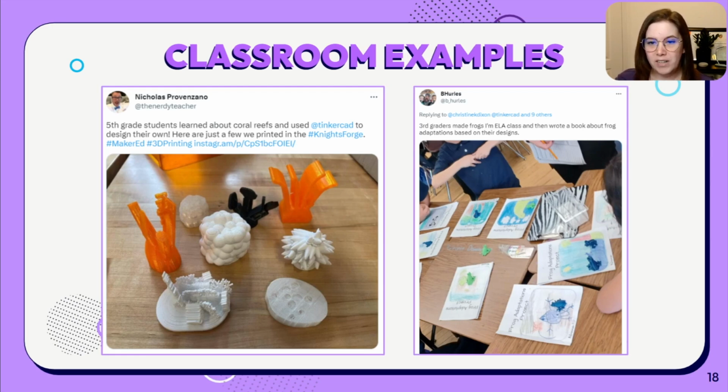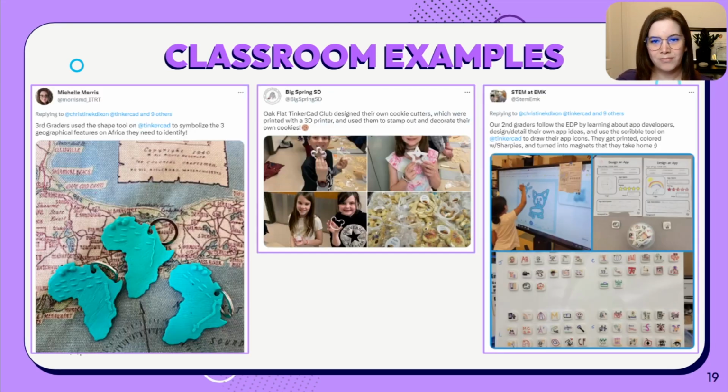The image on the right is from B. Hurls, who says that their students designed frogs in Tinkercad and then created books about the different ways that frogs adapt to their environments. Just a few more examples here. The tweet on the left is from Michelle Morris, who explains that her grade 3 students remixed a model of Africa to include 3 major geographical features that they were learning about in class.